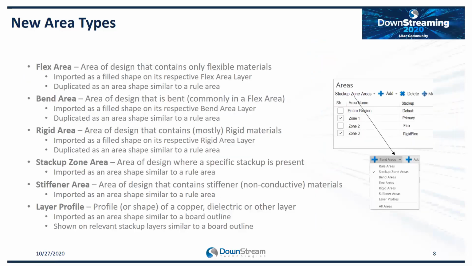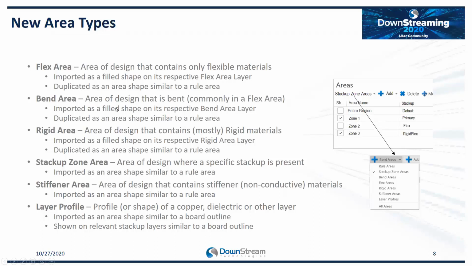So a little bit more in detail about what some of these areas are. And this is more specific towards the CAM350 side. So what is a flex area? An area of the design that contains only flexible materials. So coming in from Expedition, we get an ODB file and it's going to define a flex area. So that's just a polygon. It becomes a filled shape on a flex area layer. And it's also duplicated as an area shape, similar to a rule area. CAM350's had rule areas for quite some time. And you can see that the areas pane of CAM350 has been updated to support these new areas.